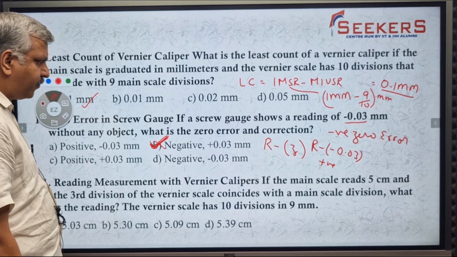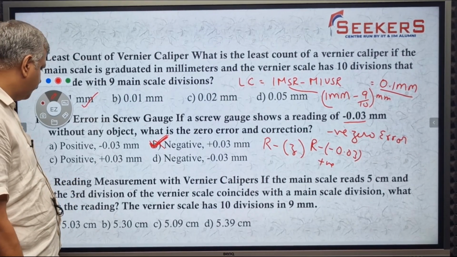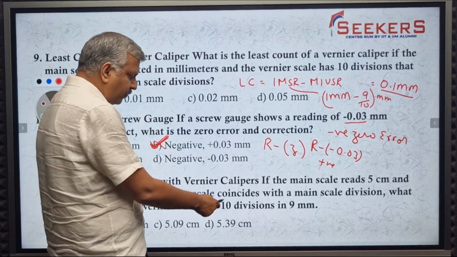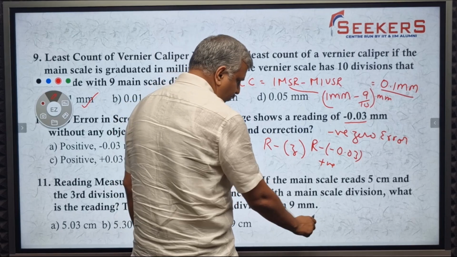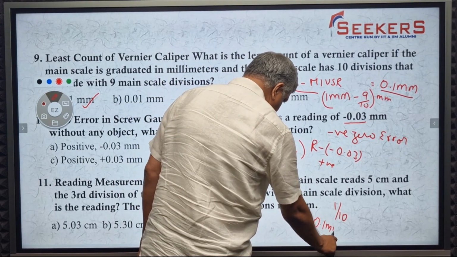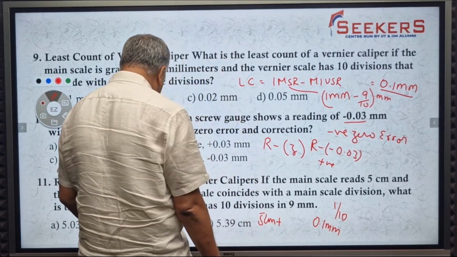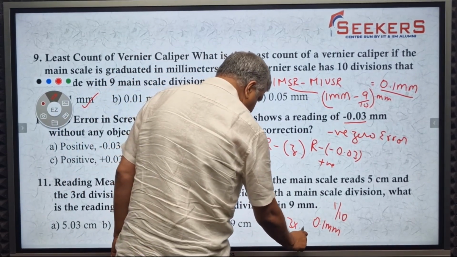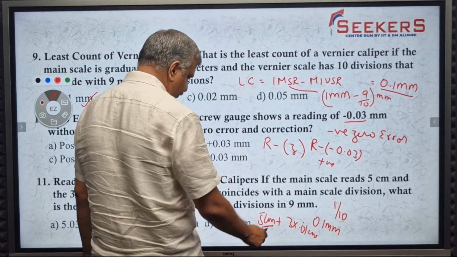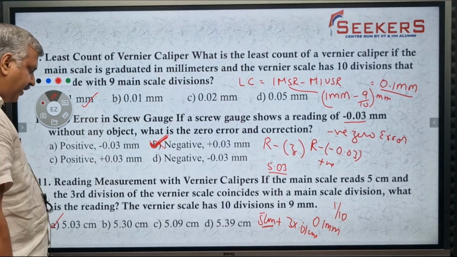If the main scale reads 5 centimeters and the third division of the vernier scale coincides with the main scale division, what is the reading? The vernier scale has 10 divisions coinciding with 9. We have already seen this. When 10 divisions are coinciding with 9, the least count is 1 by 10 mm or 0.1 mm. So the reading will be 5 centimeters plus the third division coincides. So 3 into 0.01 centimeters, because here we have centimeters, so here also we should take centimeters. So the answer will be 5.03. So option A is the right one.